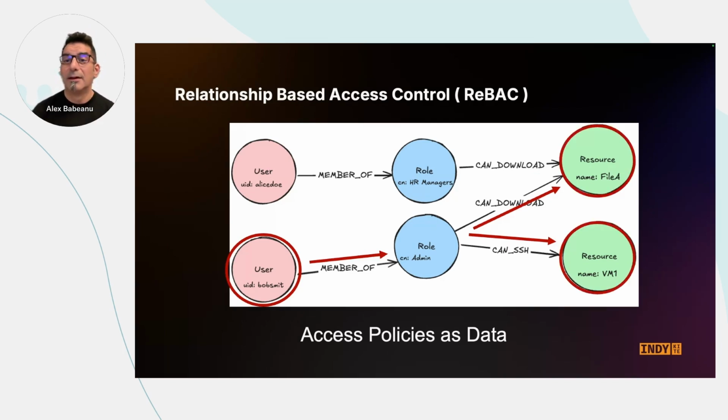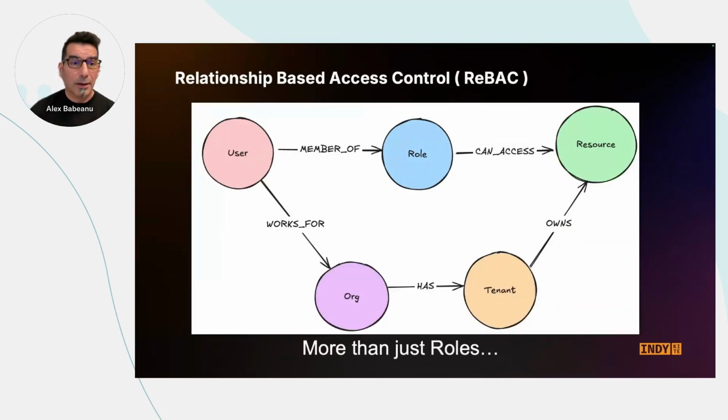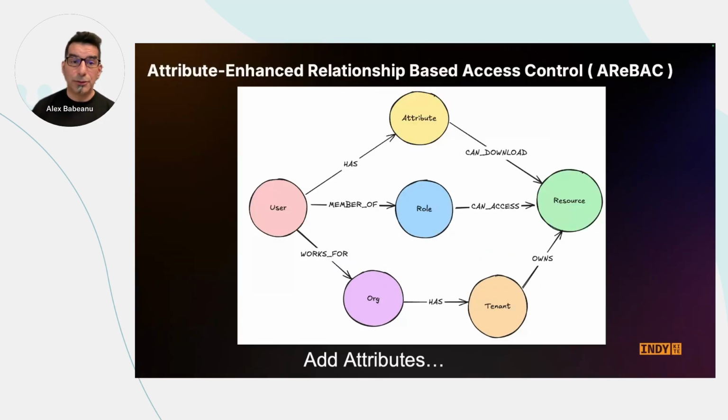Hopefully that makes sense. But we're not really limited to roles here. We can add a lot more things to this model or to this graph. For example, here we have a user that works for an organization that has a tenant that also owns some resources. No problem there. We can do more than just roles. And we can even go further. We can add attributes. So now we have attribute-enhanced relationship-based access control, or ReBAC. So it can become pretty interesting.